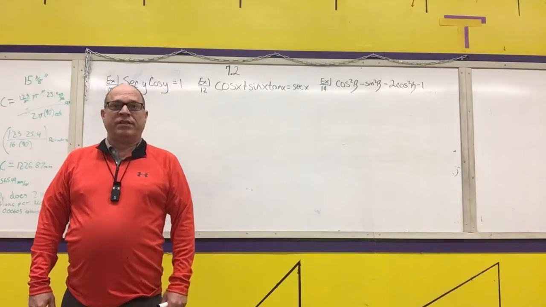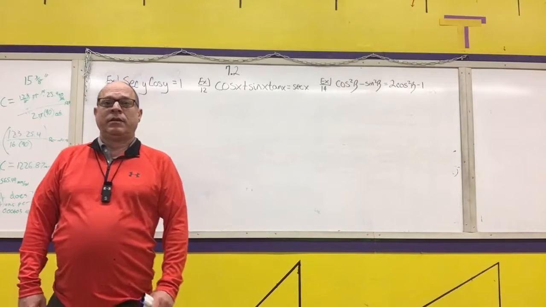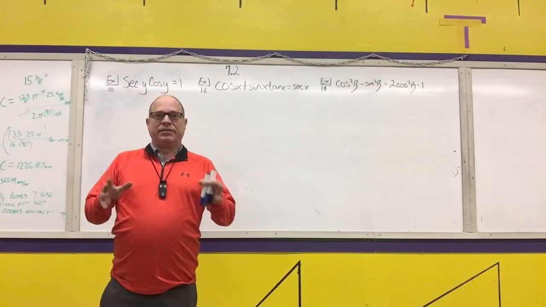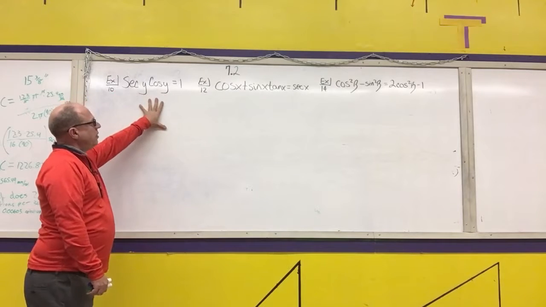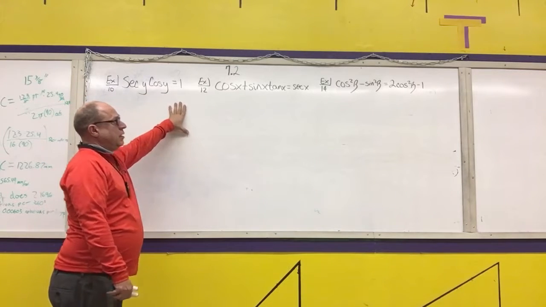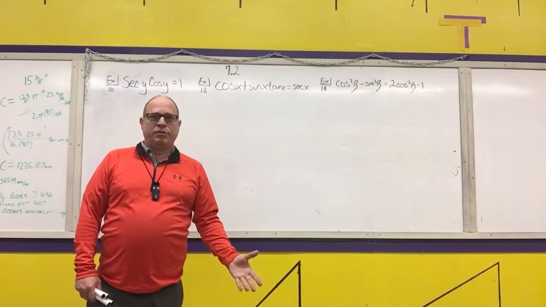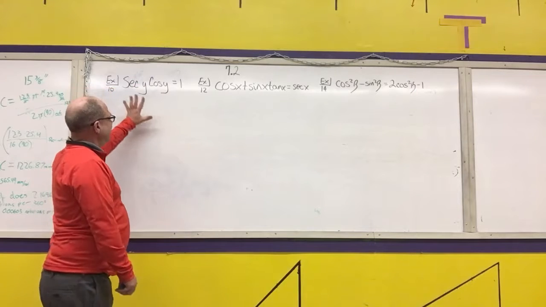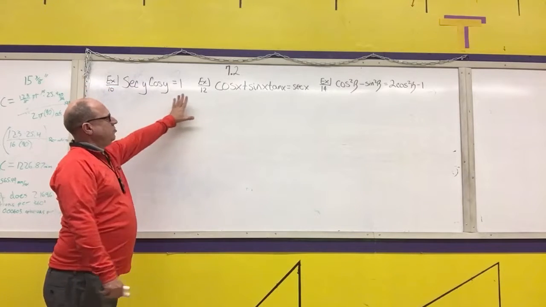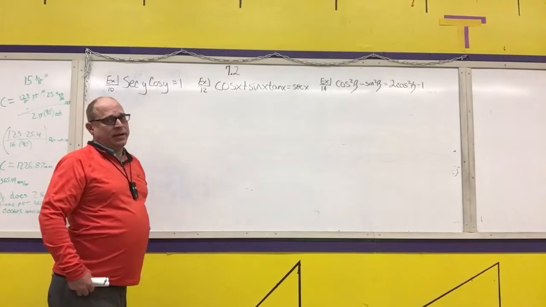In section 7.2, we are going to be verifying trigonometric identities. A trigonometric identity is something that is true for all values of the variable all of the time. So we're going to use the stuff from 7.1 to rearrange our equations so that we can turn the left-hand side into the right-hand side or the right-hand side into the left-hand side.